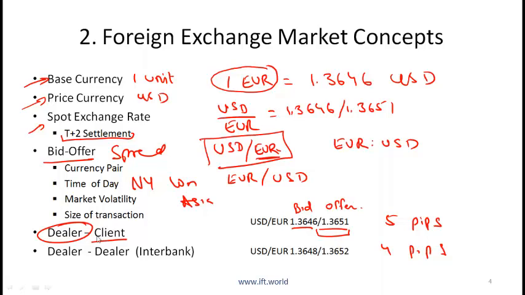The spreads in the dealer-client interaction are generally a little higher than the spread in a dealer-dealer interaction. So a lot of FX activity happens between FX dealers. This is called the interbank market. The spread in the interbank market is relatively low compared to the spread in the dealer client market. So this is the core terminology that you need to know, and these are concepts that we are going to apply in subsequent slides.